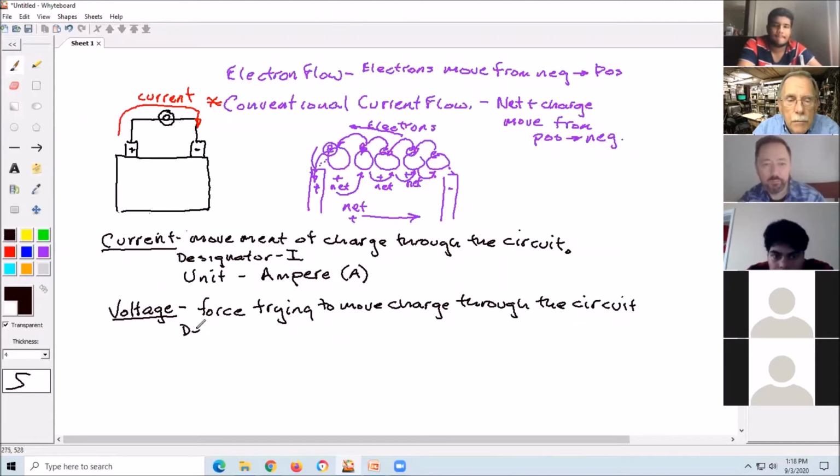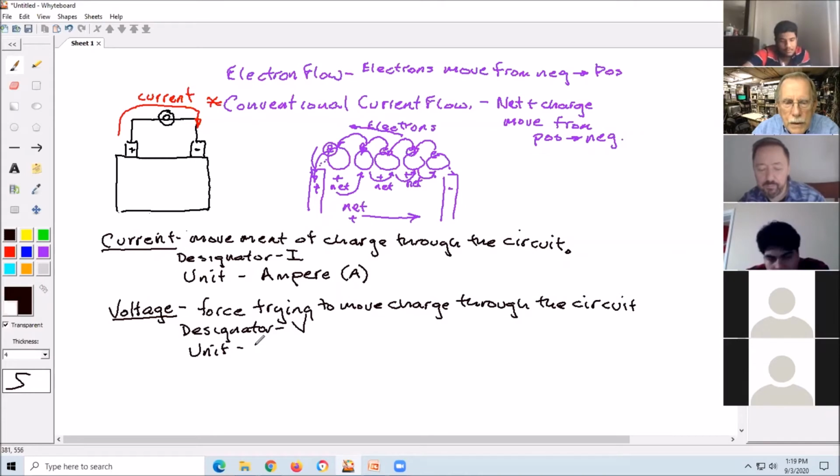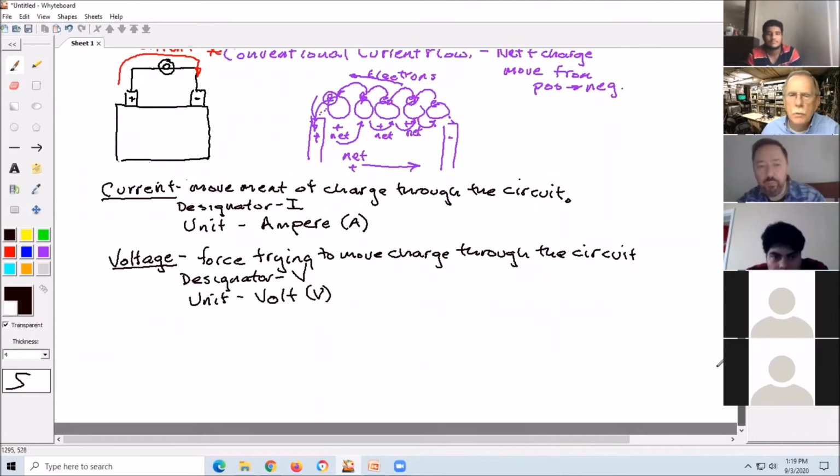The designator for the voltage is V. So if we're going to put voltage in a formula, we use the letter V. The name comes from Andre Volta, who was an Italian physicist. And the unit that we measure voltage in is the volt, which we abbreviate with a capital V. Okay? Are both of them capital V's? Yes, both of them are capital V's. Good question. Thank you.